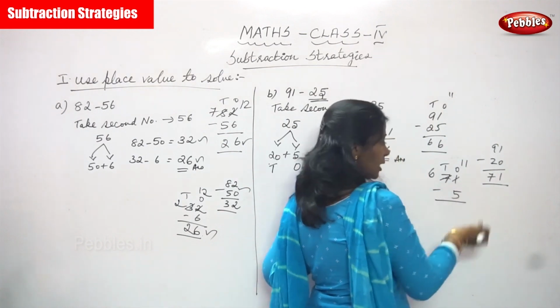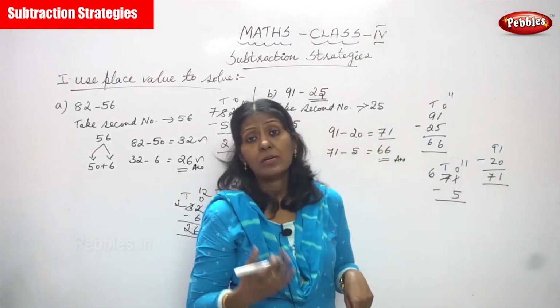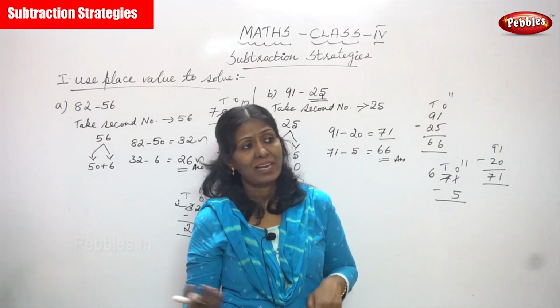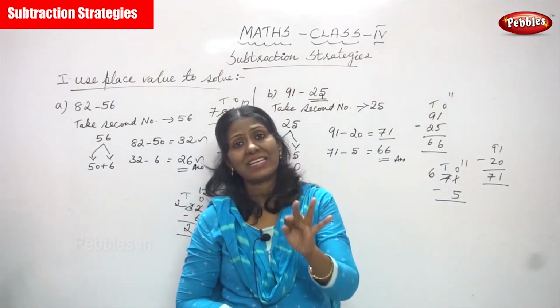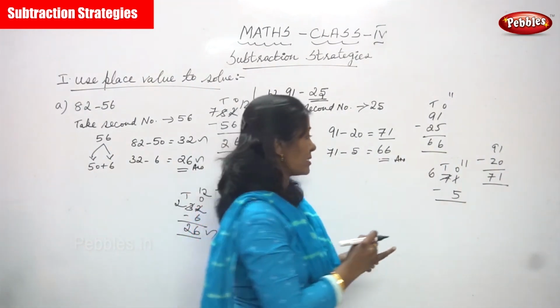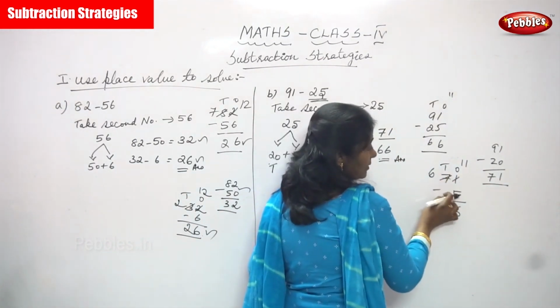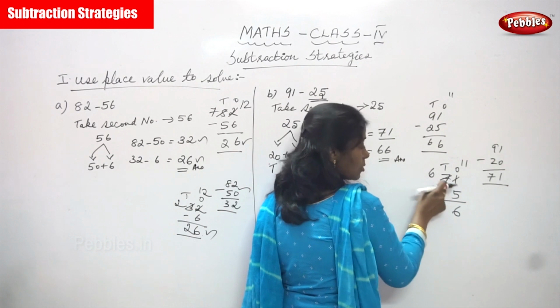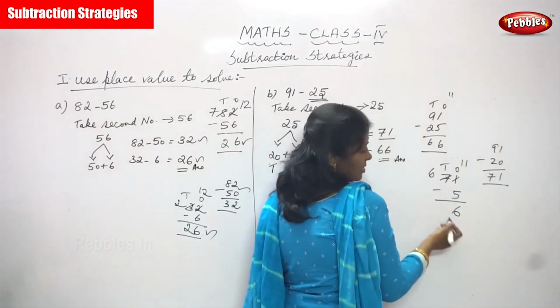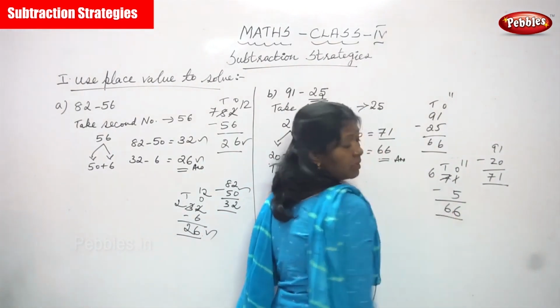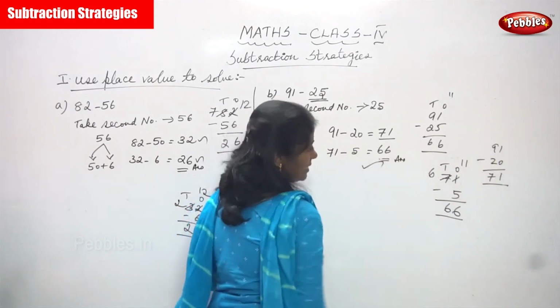Counting backward, after 5: 6, 7, 8, 9, 10, 11. The answer is 6. There is no number in the tens place except the 6, so we consider 0. 6 minus 0 is 6. The answer is 66.